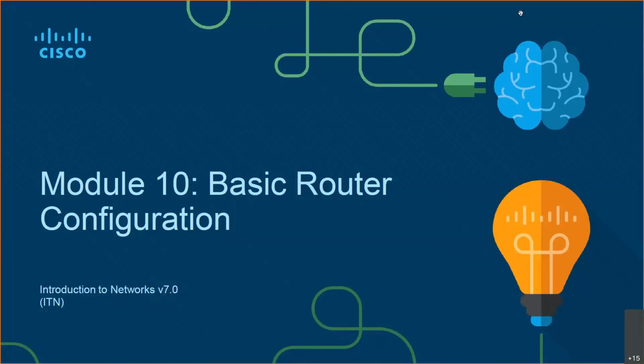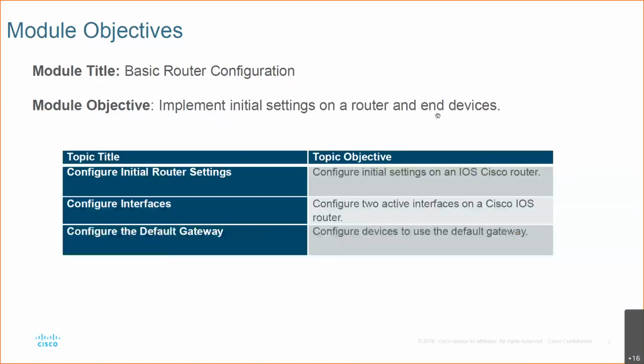Today we'll go through CCNA Module 10, Basic Router Configuration. We're going to introduce ourselves to a new internetworking device, which is a router, okay? So we'll be looking at some router settings and configurations. What are the interfaces? And we'll configure a default gateway for our router.